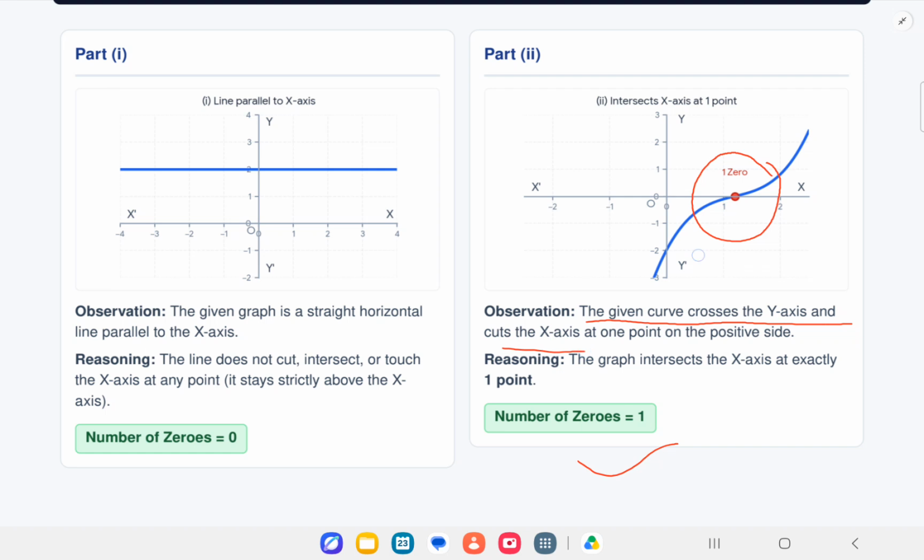y-axis को यहाँ पर ये क्रॉस कर रहा है, देखिएगा, and it cuts the x-axis, और x-axis को ये यहाँ पर कट कर रहा है जहाँ पर मैंने सर्कल बनाया है, at one point on the positive side, और ये पॉजिटिव साइड है उसकी. So here the reasoning is: the graph intersects the x-axis at exactly one point. ओके, एक पॉइंट पर ये उसको इंटरसेक्ट करेगा. So the number of zeros in part 2 will be 1.